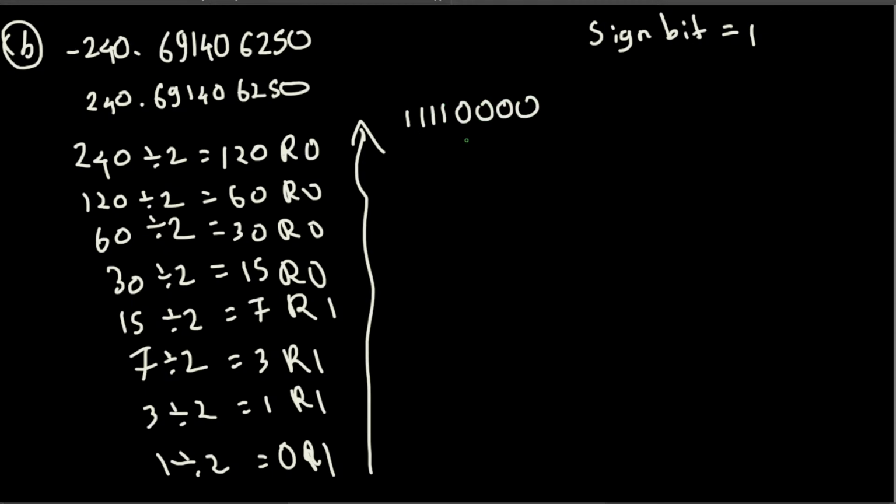and this is the integer part. Now we have to look at the fractional part. In the fractional part, we have 0.69140625. We keep on multiplying this one by 2 until we get 0.0000.